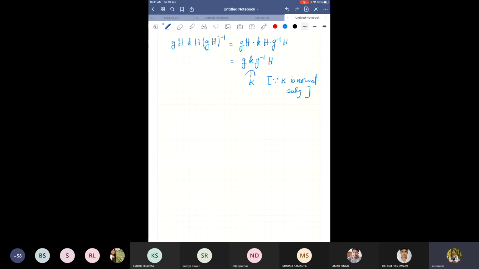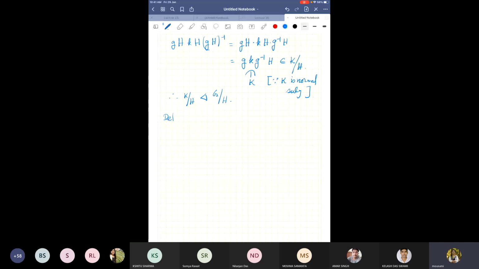Correct? So therefore, this belongs to the left coset of H in K. So therefore, this is a normal subgroup. Therefore, K quotient H is a normal subgroup of G quotient H. Okay. Now I would like to prove the isomorphism.